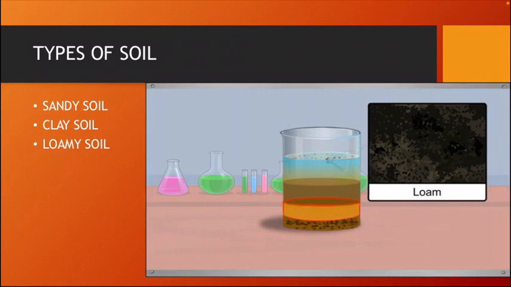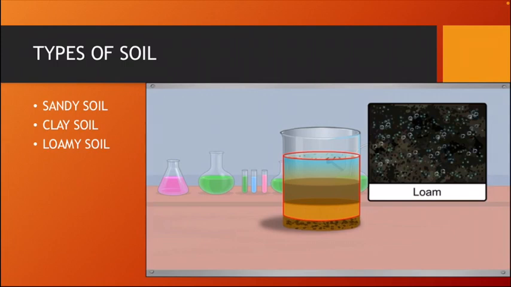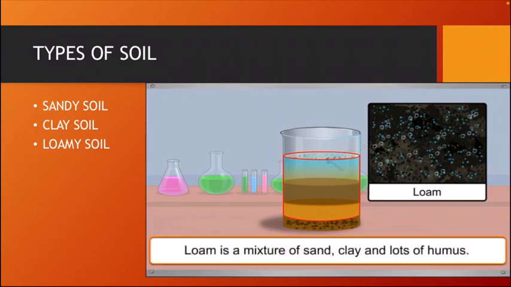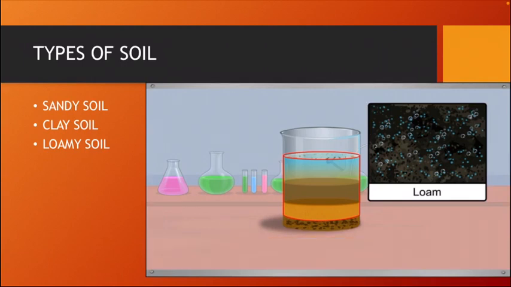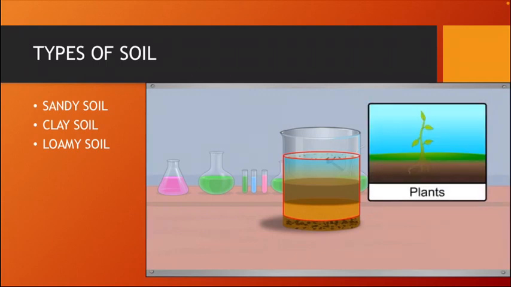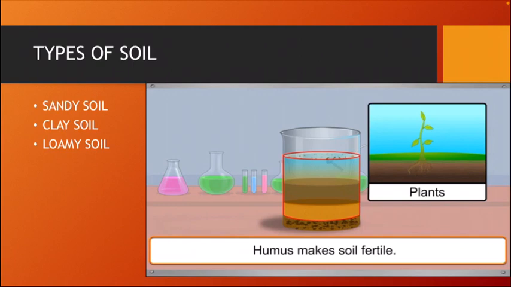Next we will be talking about loamy soil. The soil which is a healthy mixture of sand, clay and silt and some organic matter is called loamy soil. This loamy soil is very fertile for plants to grow. So these are the types of soil that we discussed here. Humus makes soil fertile. Humus is nothing but dead organic material. So that is called humus. These are the three types of soil that we have discussed today.